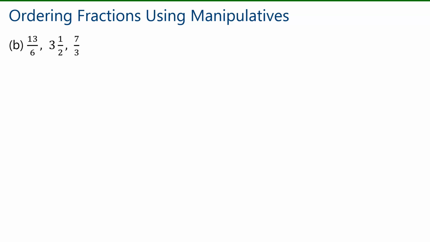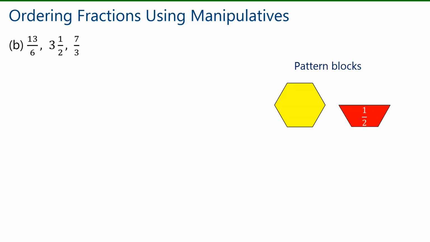Now besides fraction strips, you could also use pattern blocks. So here we have a hexagon, which represents 1 whole. Now this shape here, which we call a trapezoid, you'll see that when we compare that to the hexagon, it takes 2 of these trapezoids to represent one of the hexagons. So that means one of them represents a half.